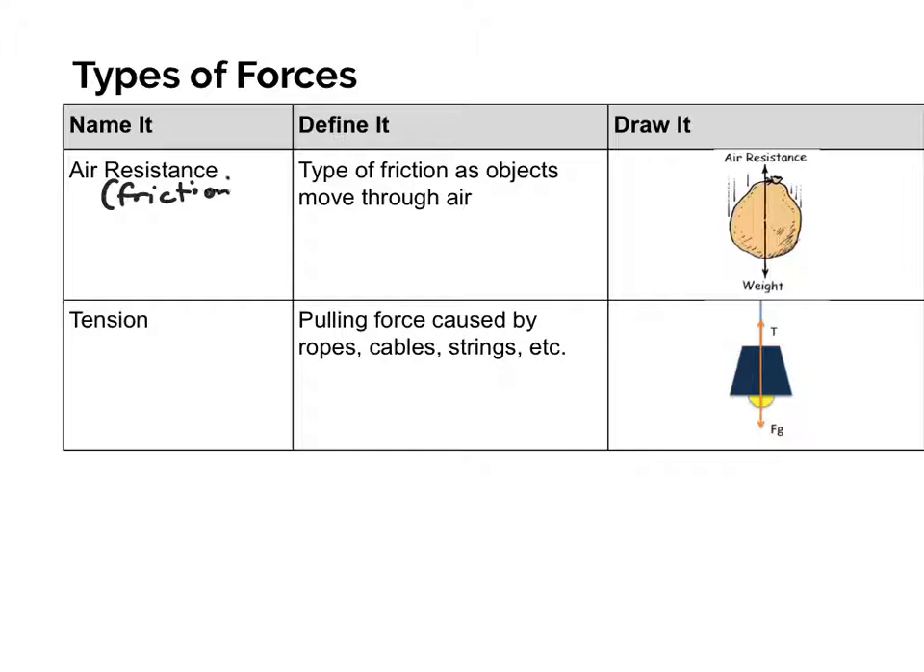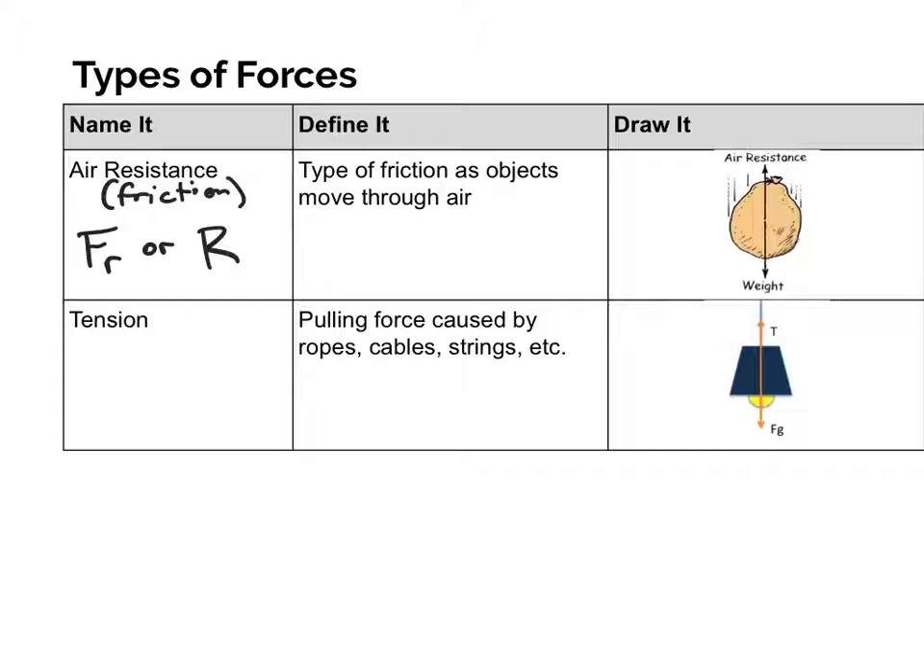Okay, so an object is moving through the air. Air is made up of molecules, so as it moves through, it is going against those molecules. It's hitting all those things, and it's actually forcing that object to slow down, so to oppose the object's motion. Okay? How we symbolize air resistance, you'll see FR for resistance, or sometimes a capital R for air resistance. Tension. Tension is caused by ropes, cables, or pulleys.